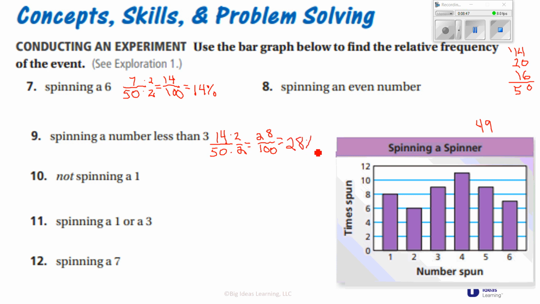I know this because whenever I have 100 on the bottom, it's 100%. So 28 out of 100 is 28%. 10 is for you to do. 11 is mine, spinning a 1 or a 3. So a 1, there's 8 possible ones, and a 3, there's 9 possible ones. Well, 8 and 9 make 17. So this is 17 out of 50.